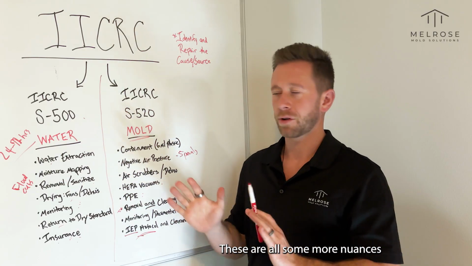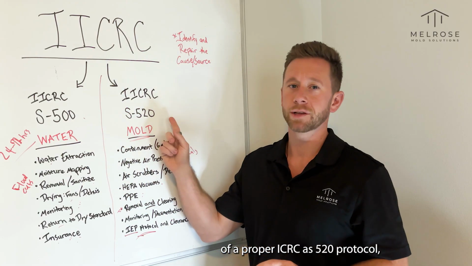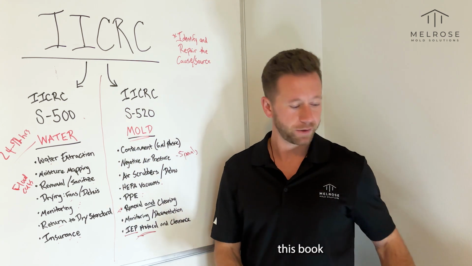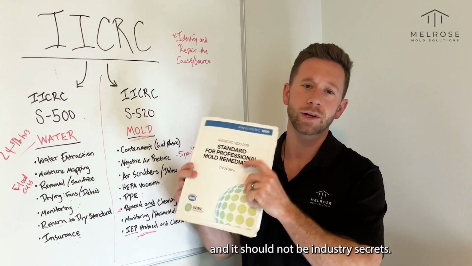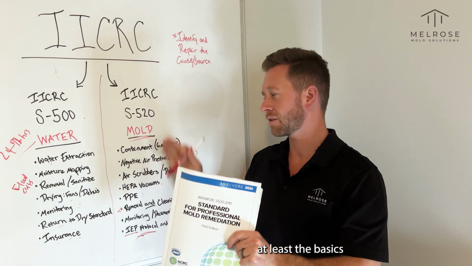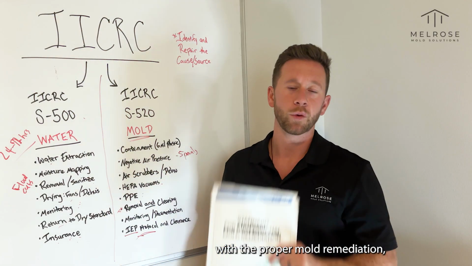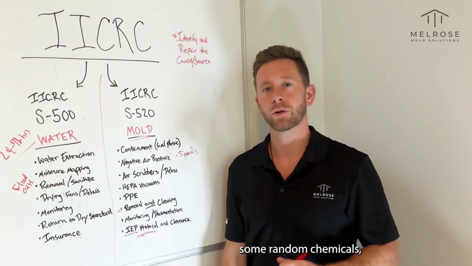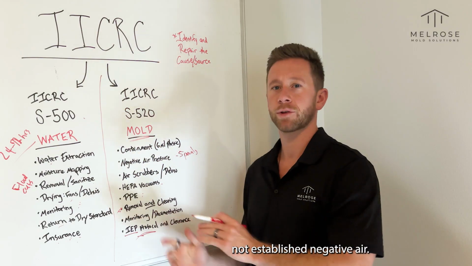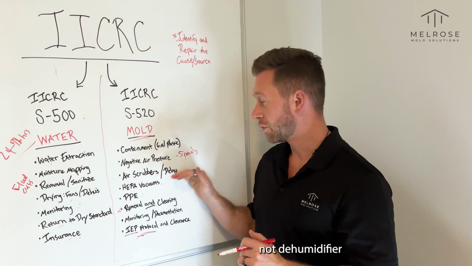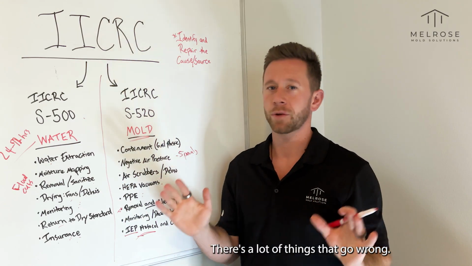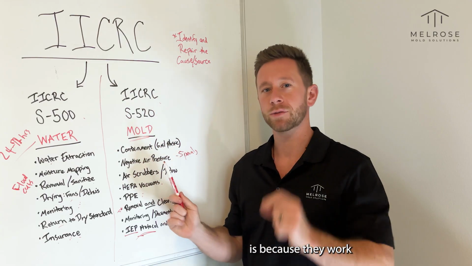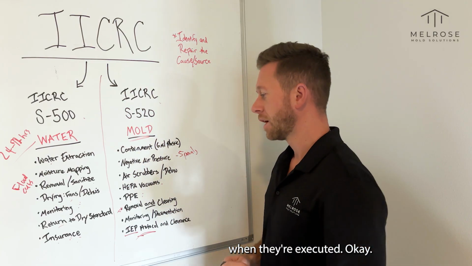Decontamination chambers. These are all some more nuances of a proper IICRC S520 protocol, which again, I have studied at length, this book, and it should not be industry secrets. Homeowners should know at least the basics of what they're getting with a proper mold remediation, because if not, you're gonna get someone come in, spray some random chemicals, not do proper containment, not establish negative air well, not dehumidify properly, and humidity spikes during the job. There's a lot of things that go wrong, but why the IICRC have put these in place is because they work when they're executed, okay?